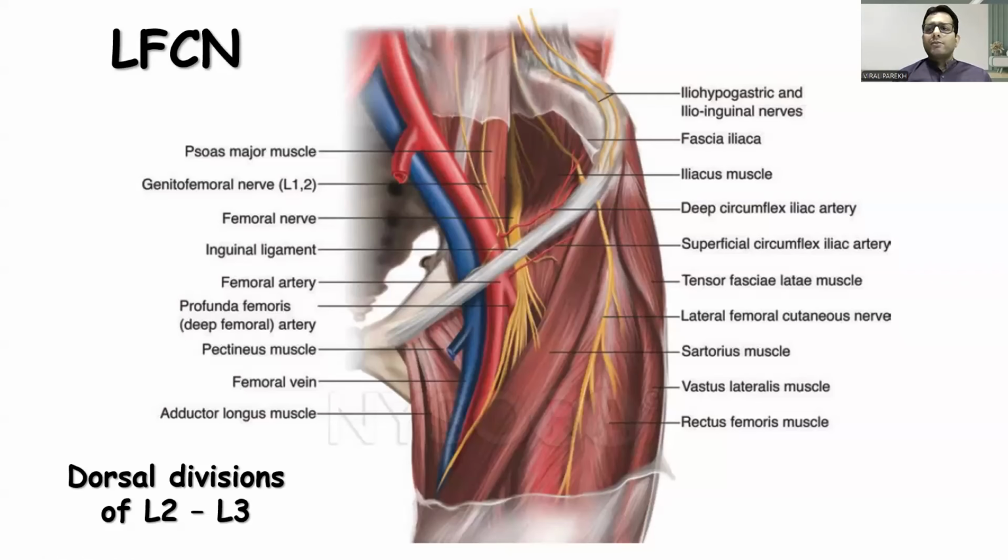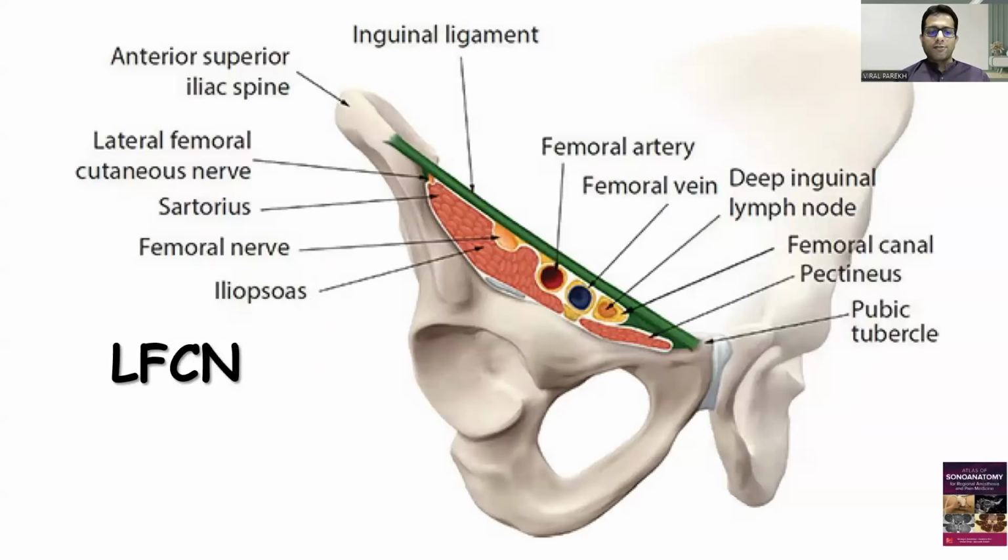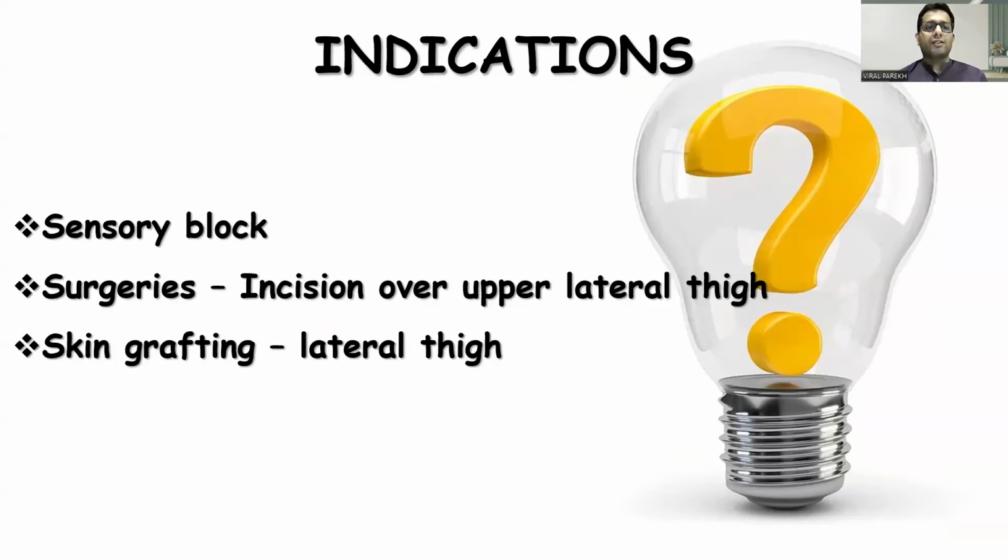Now coming to the lateral femoral cutaneous nerve, it is the sensory nerve which arises from the dorsal divisions of the L2 and L3. As we can see here, it lies lateral to the sartorius and medial to the tensor fascia lata, and it tends to run inferomedially, again giving multiple branches. So it is usually given in surgeries requiring incision over the upper lateral thigh. We can use it for skin grafting at the lateral thigh.